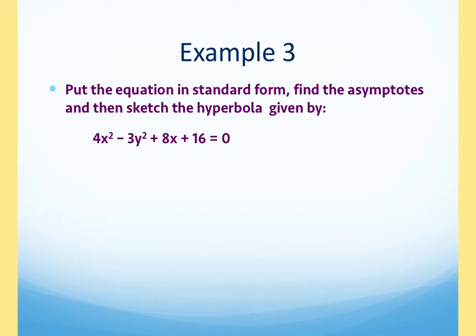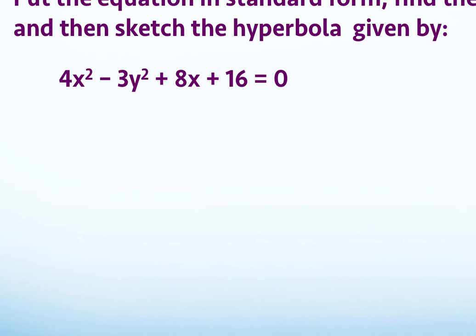Question. All right, this one takes it a step further and says, put it into standard form, find the asymptotes, then sketch the hyperbola given by 4x squared minus 3y squared plus 8x plus 16 equals 0. So we can't just divide by a number this time, we got to do what? You're going to complete the square for the x, but we don't need to do it for the y, right? There's a y squared, but there's no y. So I only have to complete the square for the x.